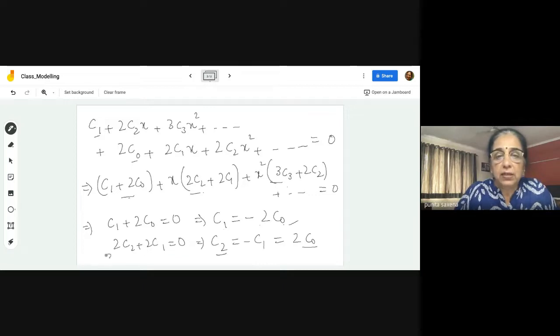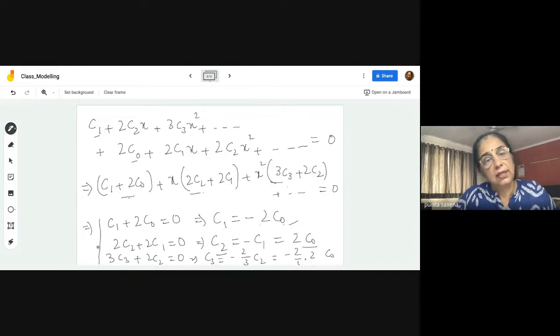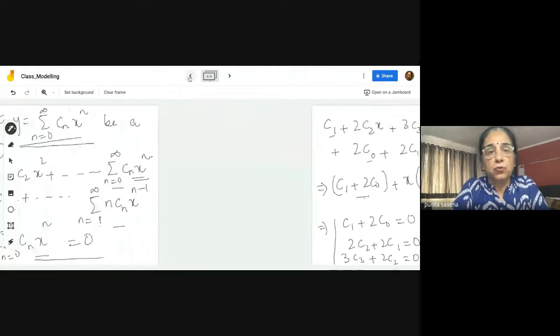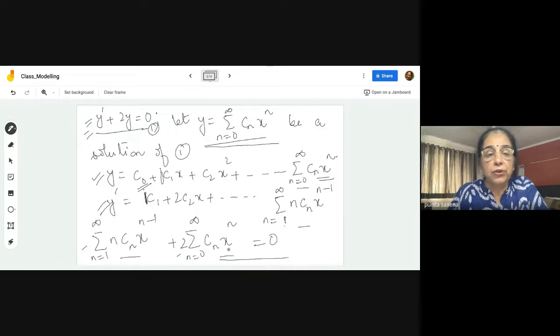Similarly, I'll have the third term 3c3 plus 2c2 equal to 0, which means your c3 is nothing but minus 2 by 3 c2, which means minus 2 by 3 into 2c naught, and so on and so forth. Now, this is one way of generalizing the coefficients. The other way is, I go back to my differential equation along with the summation symbol and try to derive a generalized formula from here only.